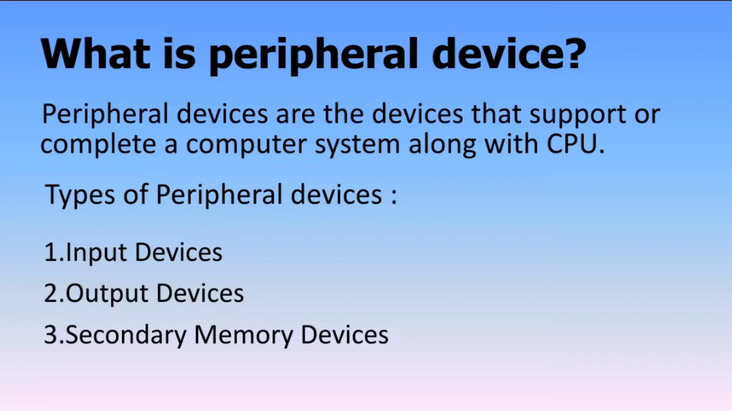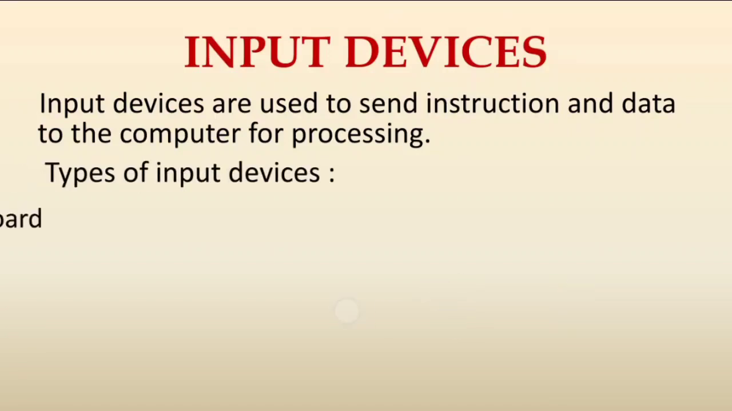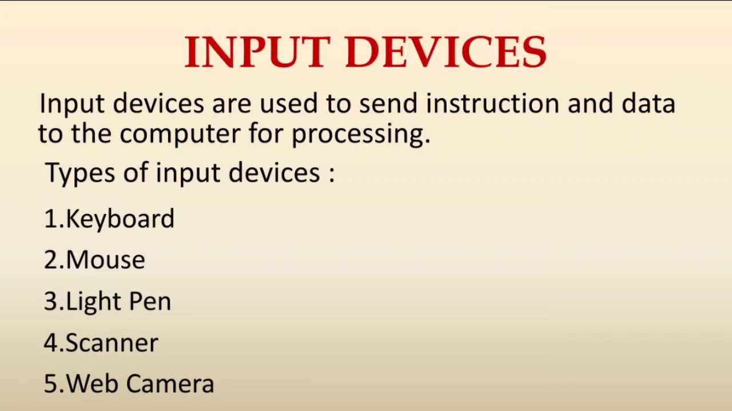Then we will discuss one by one what is an input device and what are the examples of input devices, then what is an output device and what is secondary memory. What is an input device? Input devices are used to send instructions and data to the computer for processing. Types of input devices: keyboard, mouse, light pen, scanner, webcam. Now we'll discuss the input devices one by one.